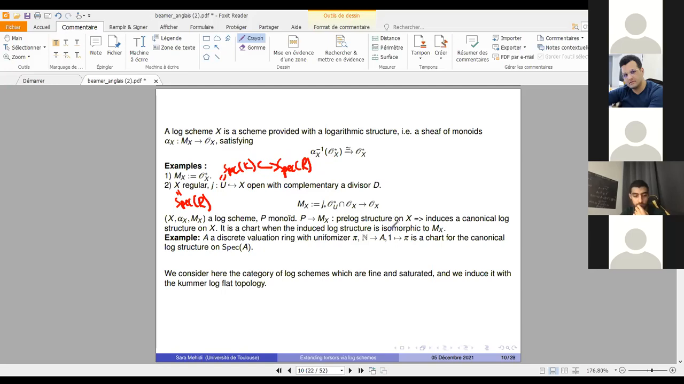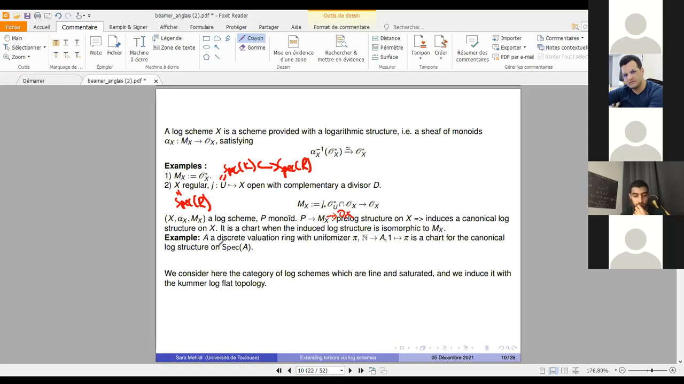Now, if I consider X a log scheme, which comes with a log structure denoted M_X, and I denote P a monoid, and if I have a morphism of sheaves from P to the sheaf M_X, so this gives me, by definition, a pre-log structure since this goes to O_X. And in fact, there is a canonical way to associate to any pre-log structure a log structure on X, and we say that P is a chart for this log structure if the associated log structure is isomorphic to M_X. So it's the log structure which is already in M_X.